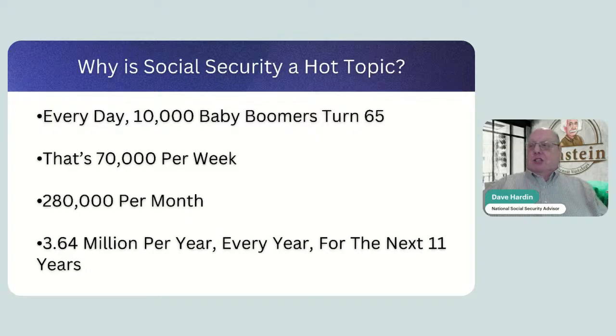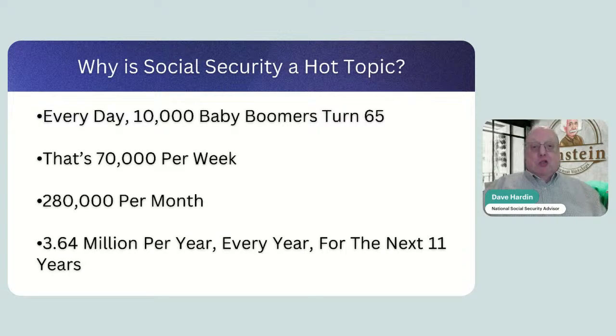All right, so let's get started. Why is Social Security such a hot topic? Every single day, 10,000 of us are turning 65. That's 70,000 a week, 280,000 a month. Last year, 3.64 million turned 65. And that's going to happen every year for the next 10 or 11 years. It will continue after that, just not quite at that level.